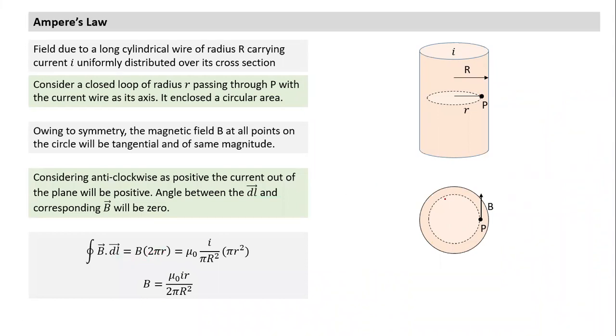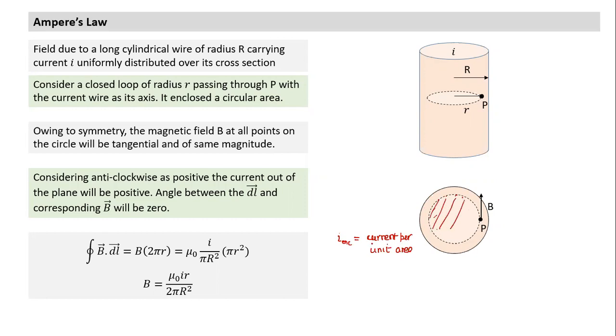Now, what is the current enclosed here? The current enclosed is equal to the current per unit area into this area. So how do you find the current enclosed? Would we include this outer current? No, only this part of the current I need to include.